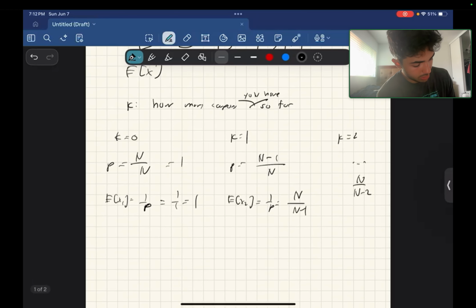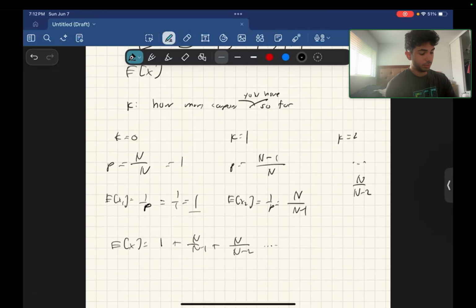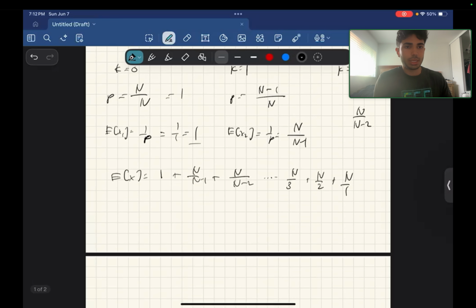So we can say the expectation of X is 1 plus n over n minus 1 plus n over n minus 2, and so on, all the way to n over 3 plus n over 2 plus n over 1. If we just flip the order, from right to left, this is already the answer. We're done, but we're just going to make it look better.